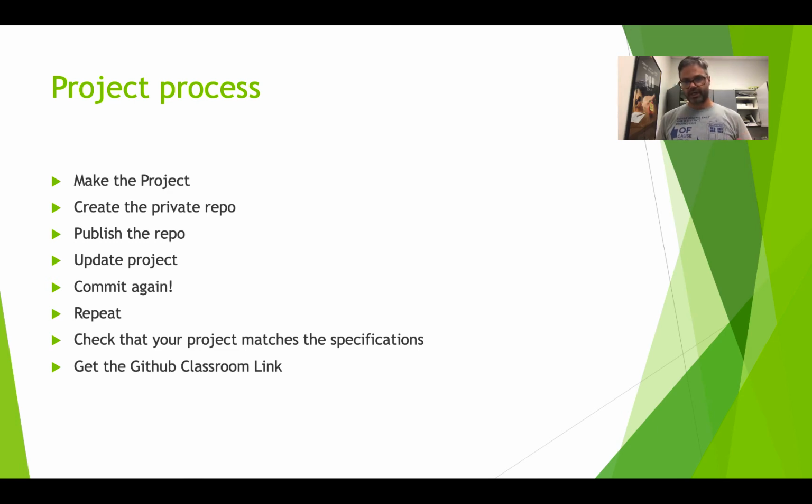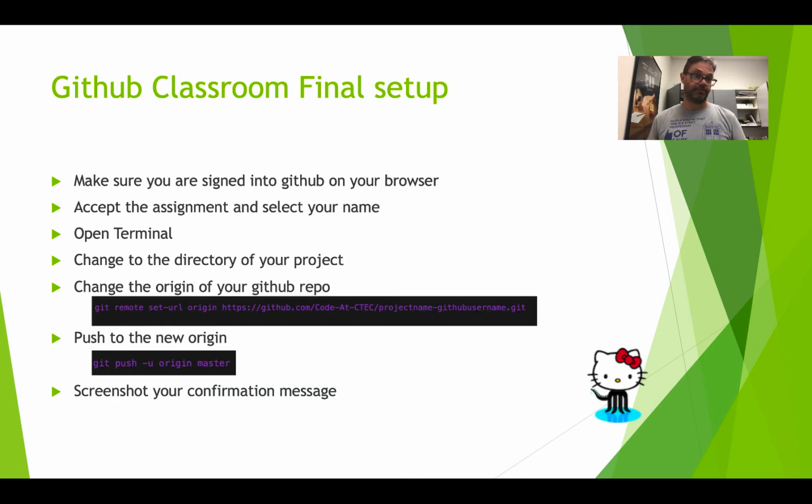Once you've got that taken care of, the next step is to get your GitHub Classroom link from your Canvas assignment, and that's just a lovely little URL. You'll click on that and grab that link. So that's the first thing you have to do to get to that point.